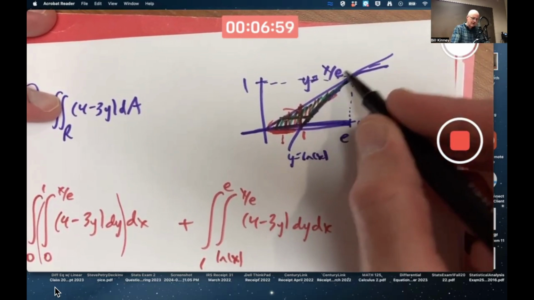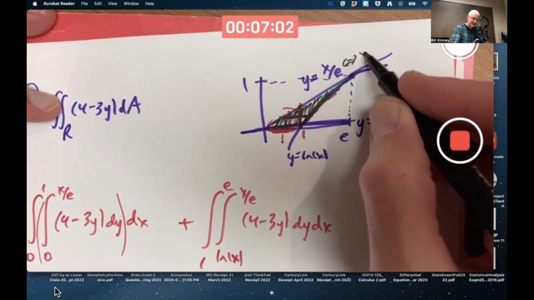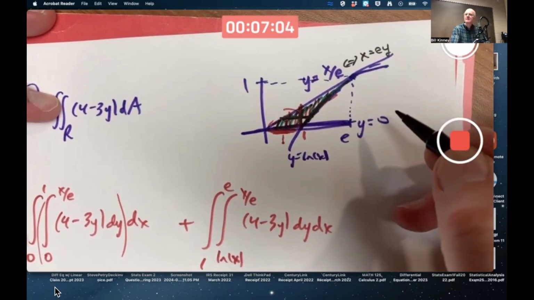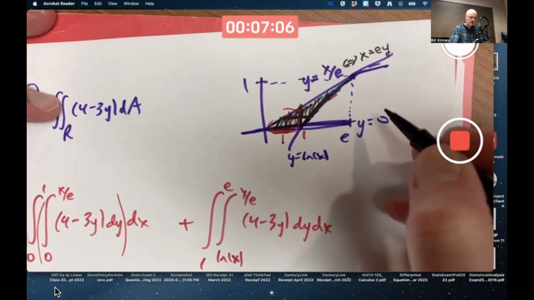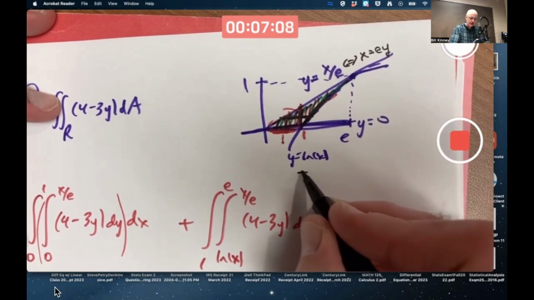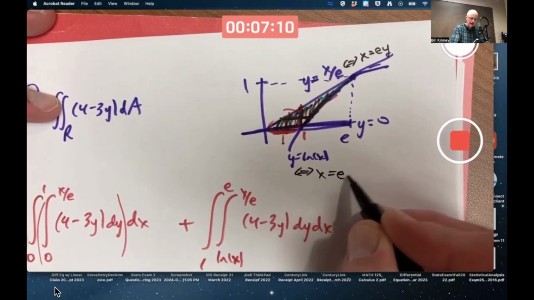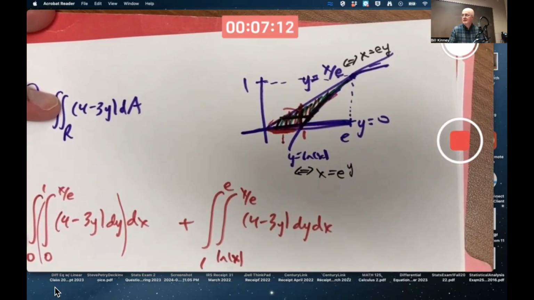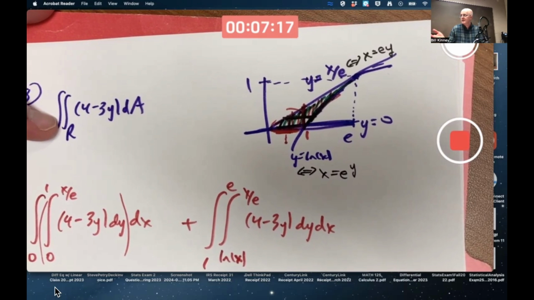This is y equals x over e. That's equivalent to x equaling e times y. That's y equals ln of x. That's equivalent to x equaling e to the y. It's possible it could be easier. It could also be harder. One definite benefit is it's only going to be one integral instead of two.